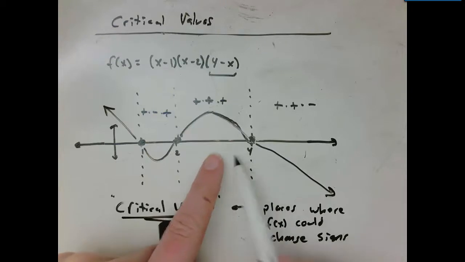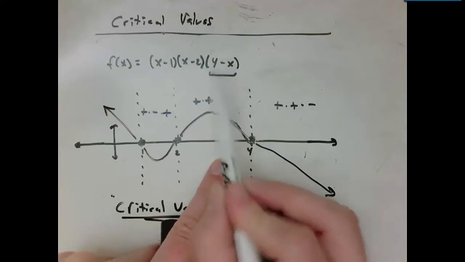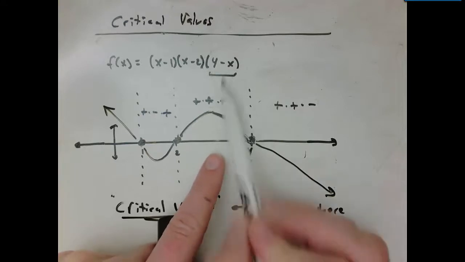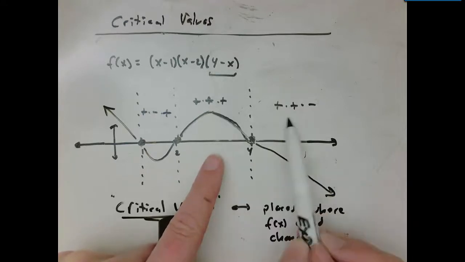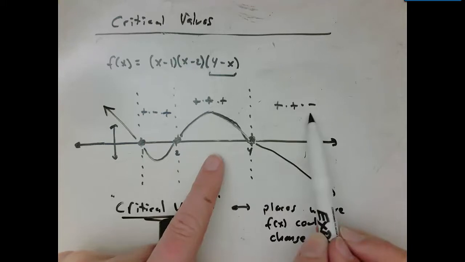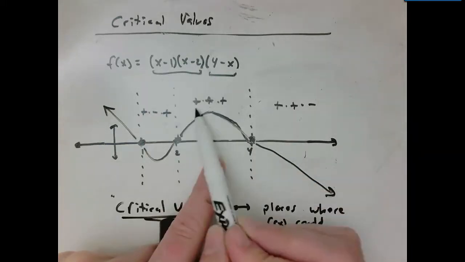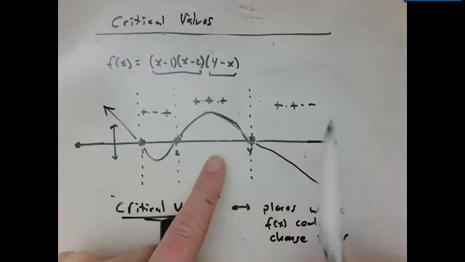So for example, here this term produces the root x equals 4. When x is smaller than 4, this term is positive. When x is larger than 4, this term is negative. Meanwhile, all of these other terms over here don't change. If they were positive before, they keep being positive.